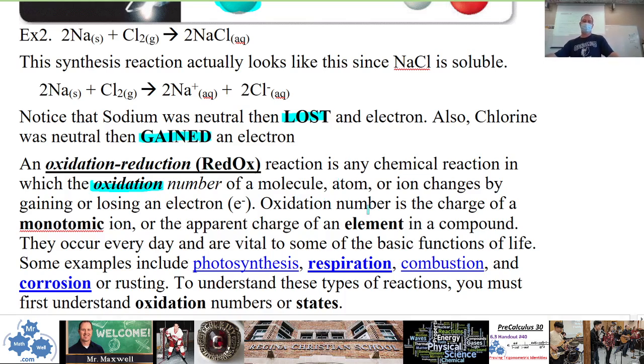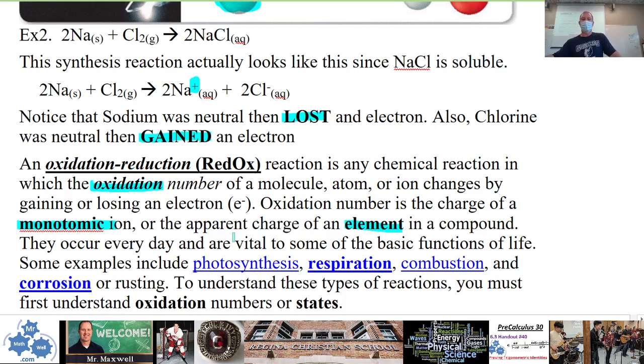Oxidation number is the charge of a monatomic ion. So like the Na+, the oxidation number for an ion that's monatomic, one atom, this would be +1. The oxidation number here would be +1. Or it's the apparent charge of an element in a compound. And we're going to take a little bit more time today to explore what that actually means. Okay? The apparent charge of an element in a compound.